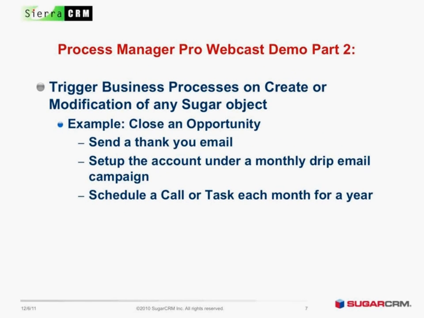Our second demonstration is after you've got the lead converted to a customer and they've gone through the sales cycle and you've actually closed the opportunity, what do we do at that point? We'll show you how simple it is to set up a monthly drip email campaign that runs for 1 month for a year and additionally sends an email to the account that closed the opportunity. You can even schedule a call or a task to follow up once a month after the closure of the opportunity.